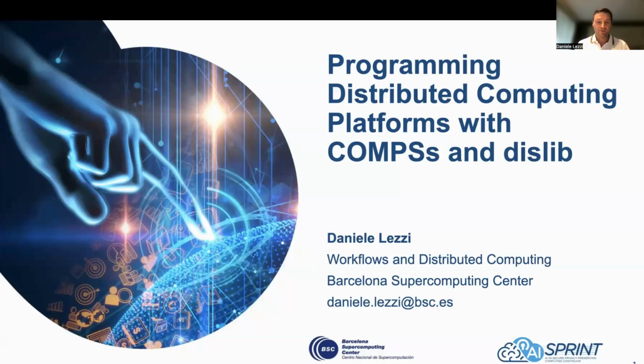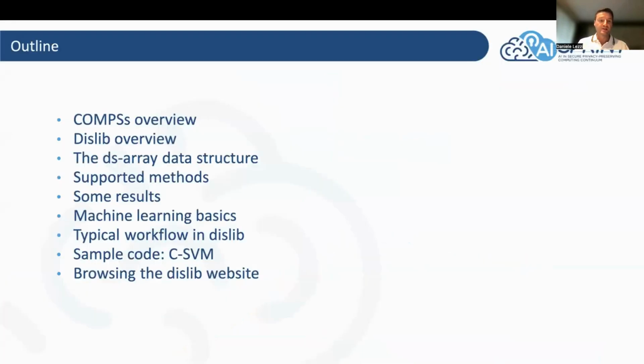In this video, I will present how to program parallel machine learning applications using our dislib library. We'll briefly introduce COMPSs. You can find the details on COMPSs in other videos available on this channel. Then I will introduce the dislib library, how the array data structure works to parallelize the applications, the available methods that are already implemented for machine learning, and some performance results. And we will also show an example of a typical workflow in dislib to implement, for example, a support vector machine application.